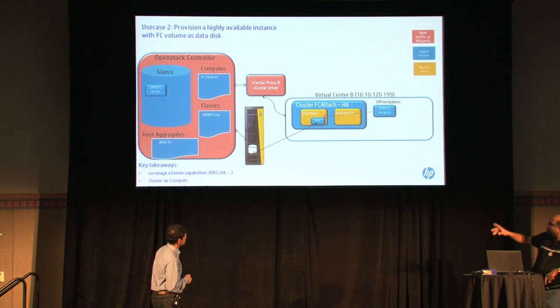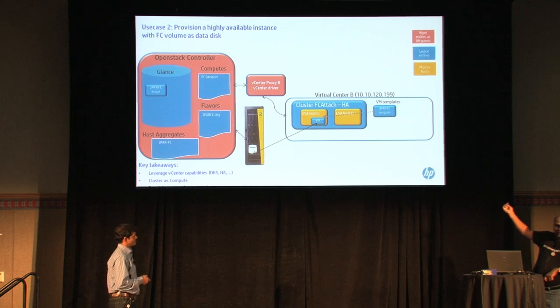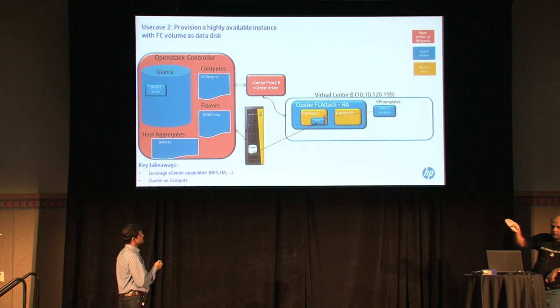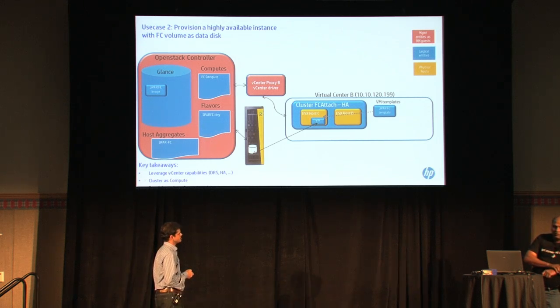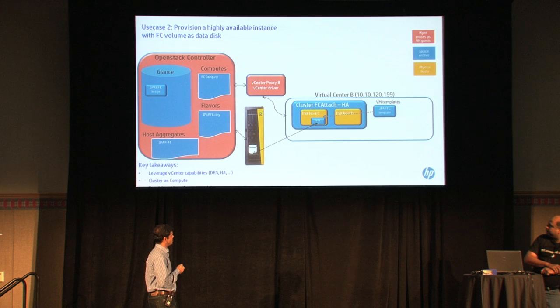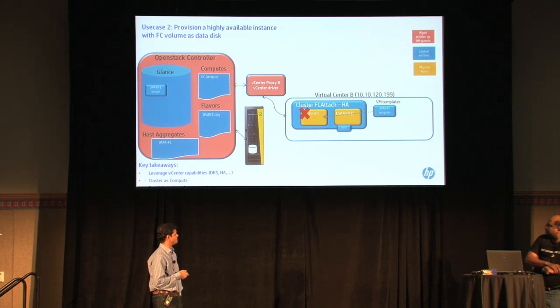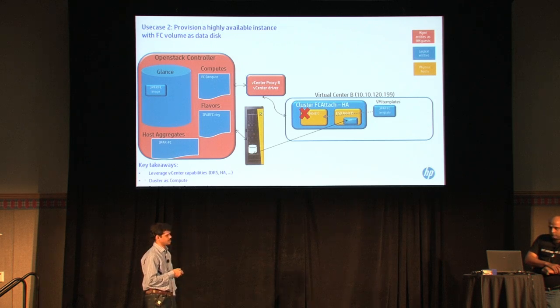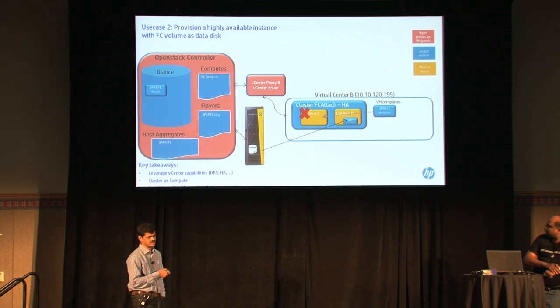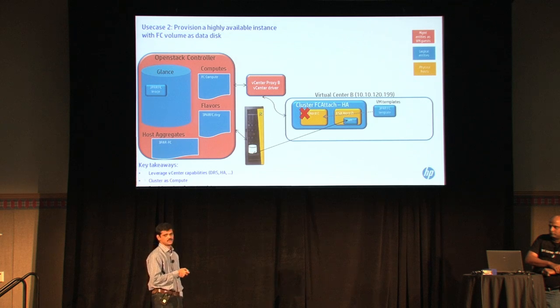The interesting thing is, if one host goes down and the VM migrates, you will have visibility to the Cinder volume within that cluster. Since this is a highly available cluster, if host C goes down, as part of the DRS and HA configuration, it will move the VM to host B. Even then, the data disk you attached as a Cinder volume will still be available, because of the enhancements we are making, where you can see the volume across the hosts.